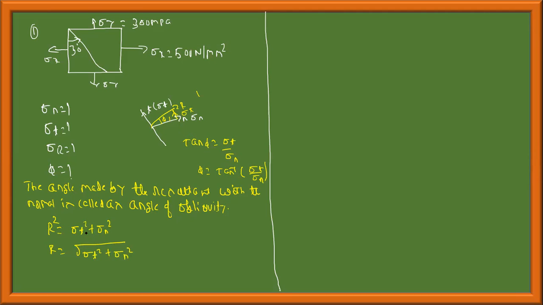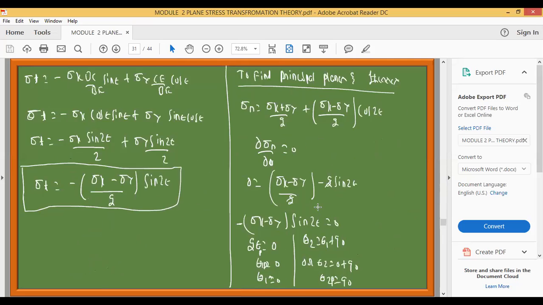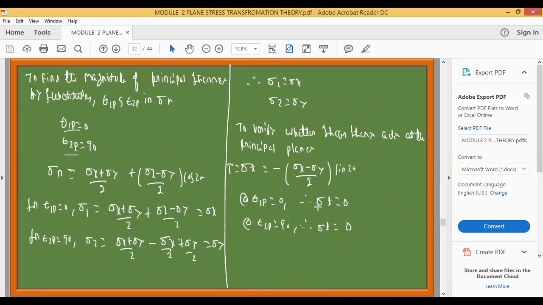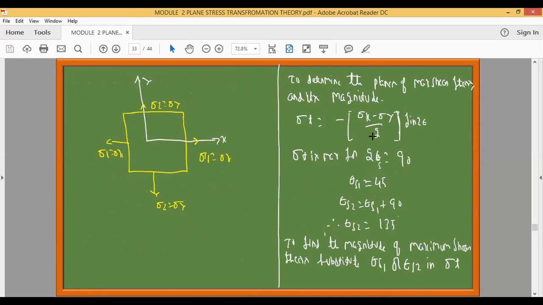First, as usual, sigma normal. Can anybody tell me, just by looking at the formulas which you have derived in the previous classes? Let me open that, you will come to know. You can see here, for the biaxial stress condition, sigma n is given by sigma x plus sigma y by 2 plus sigma x minus sigma y by 2 cos 2 theta, and sigma t is given by minus sigma x minus sigma y by 2 into sin 2 theta.